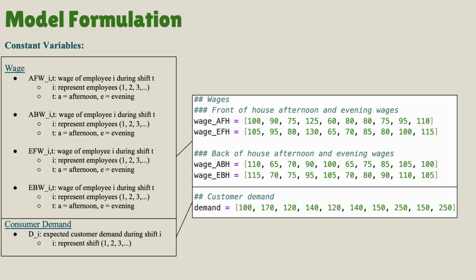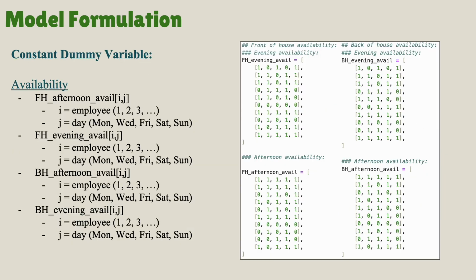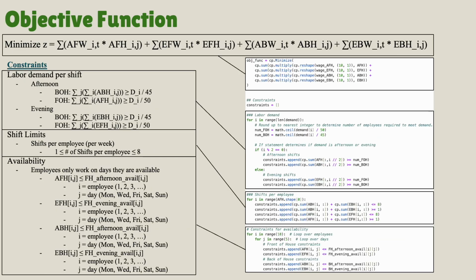We have 5 constant variables, 4 of which represent the wages of employees during a shift, and another that represents the expected demand during a shift. And then lastly, we had an availability dummy variable that represents whether or not an employee is available for any given shift. Here's the linear model.